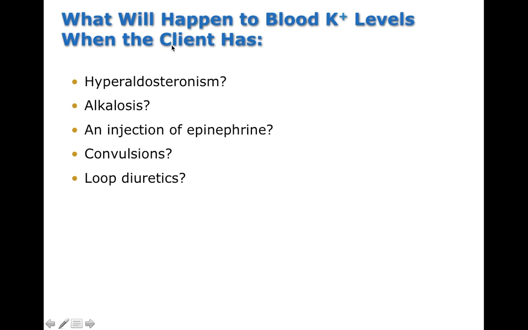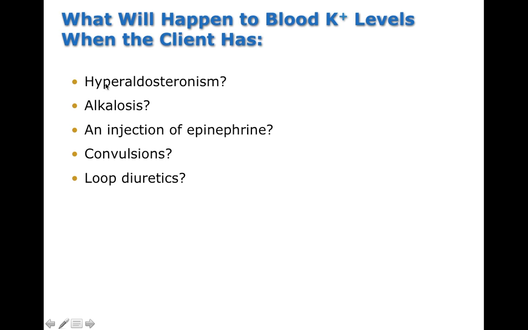So this question here says, what will happen to blood potassium levels when a client has the following? Let's talk about hyperaldosteronism first. If y'all remember, aldosterone is a hormone that's released by the zona glomerulosa of your adrenal cortex, and it's stimulated by angiotensin 2, which comes from renin. The effect of aldosterone is on the nephrons of your kidneys, and the receptors for aldosterone are on the distal convoluted tubule.